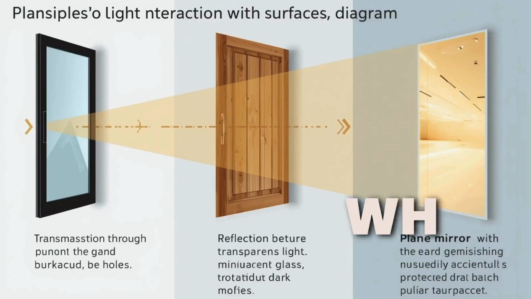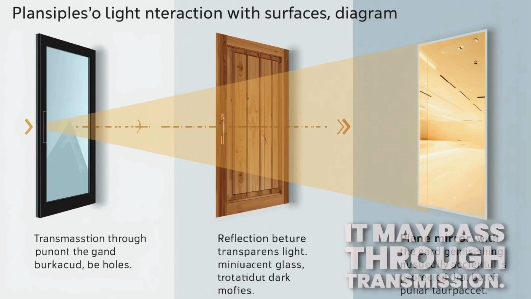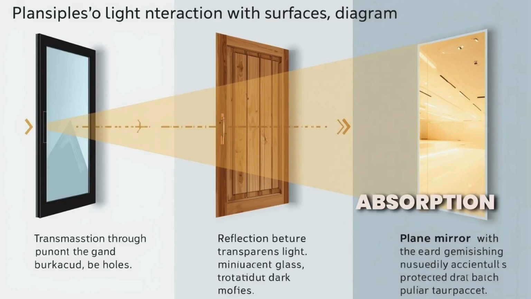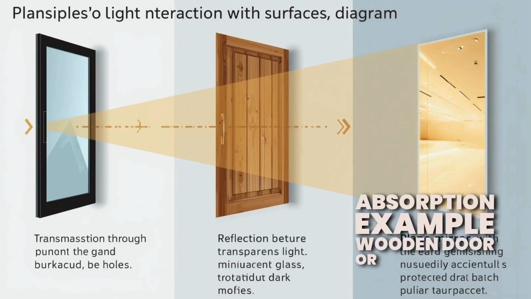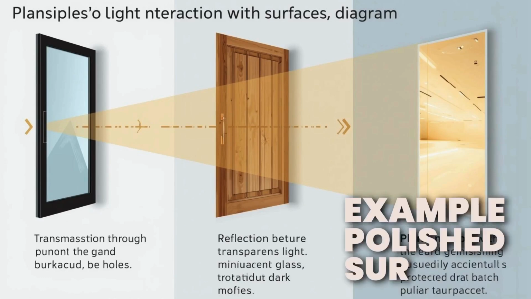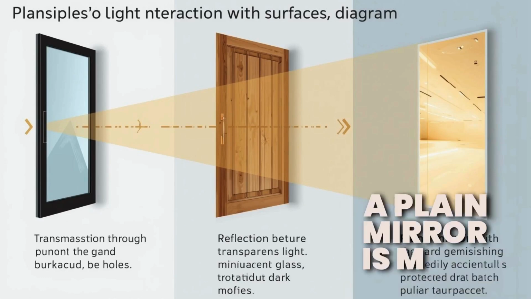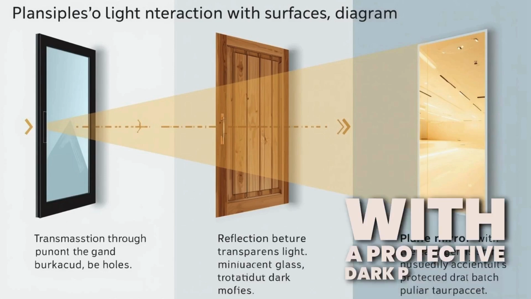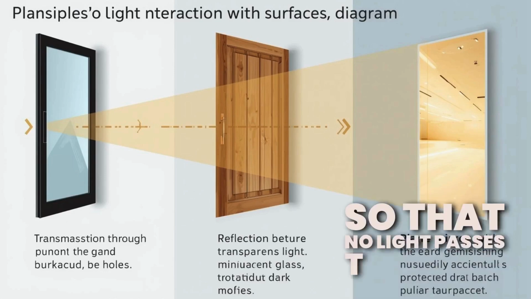Plane mirrors. When light falls on an object, it may pass through. Transmission. Example, glass pane. It may get absorbed. Absorption. Example, wooden door. Or it may bounce back. Reflection. Example, polished surface. A plane mirror is made of transparent glass silvered on one side with a protective dark paint coat so that no light passes through.